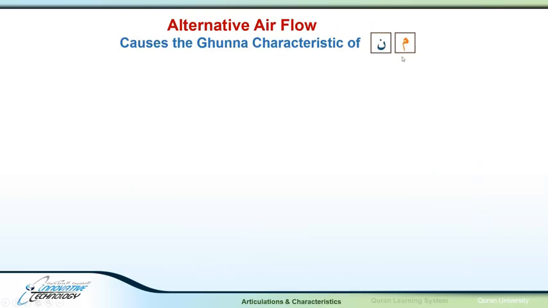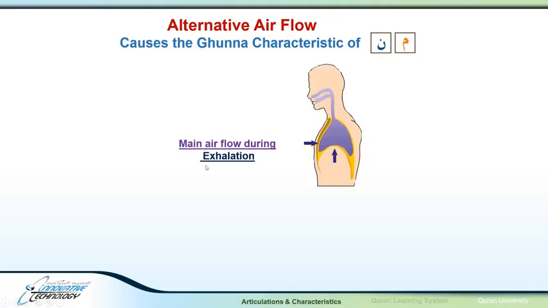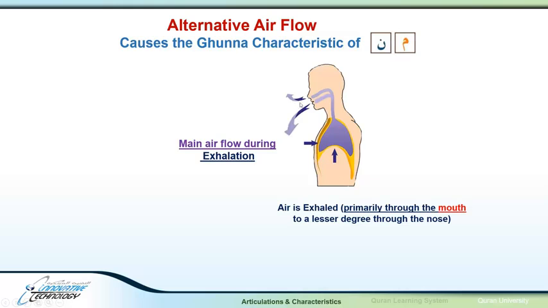For mim and nun, those 2 letters have what we call an alternative airflow that causes the ghunna characteristic of the mim and nun. Ghunna means a nasal tone. And to understand the cause of ghunna, we have to understand that exhalation has 2 routes for the exhaled air, mainly through the mouth and to a lesser degree from the nose. Now, this alternative airflow during exhalation from the nose is exaggerated in those 2 letters, the mim and nun, giving them a unique nasal tone characteristic, which is called ghunna.